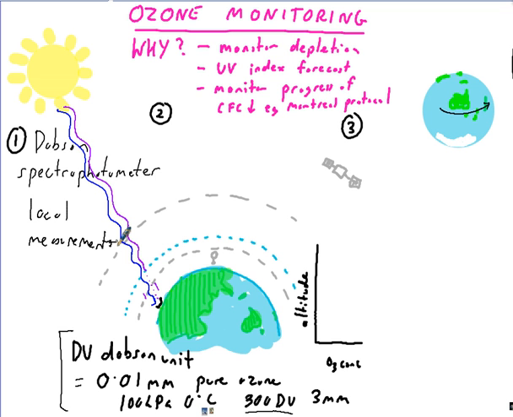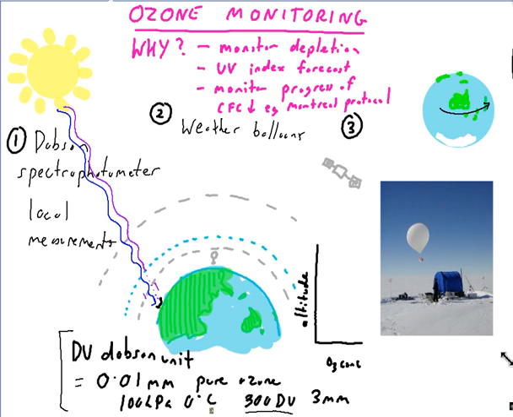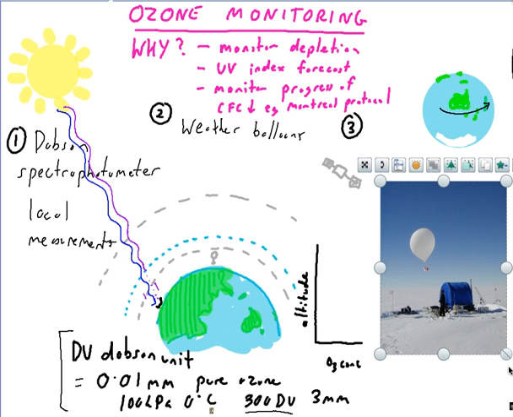The second way of monitoring ozone is with weather balloons. And there's a few pictures here if we can have a quick look. The weather balloon itself looks like that. It's one being released from either the Arctic or the Antarctic, I'm not sure. The weather balloon itself is this here.